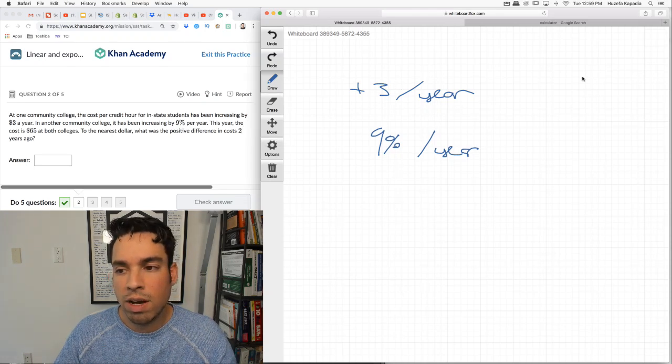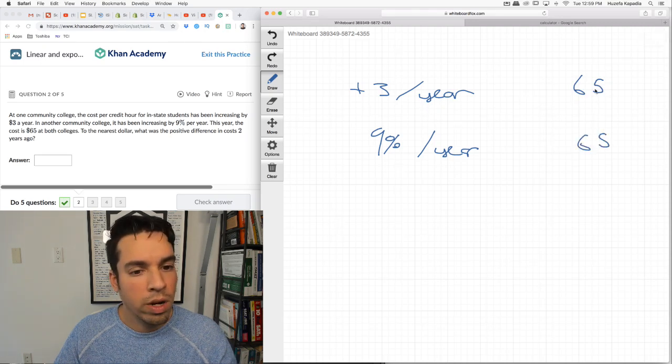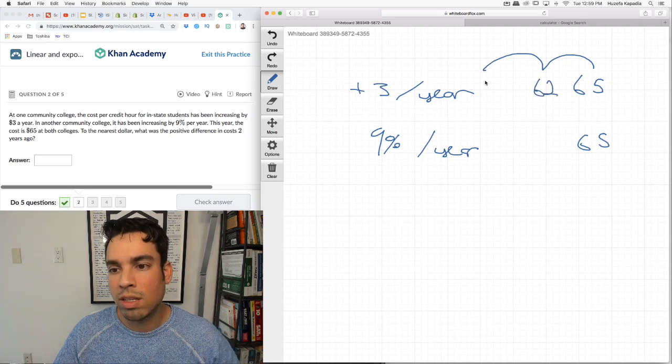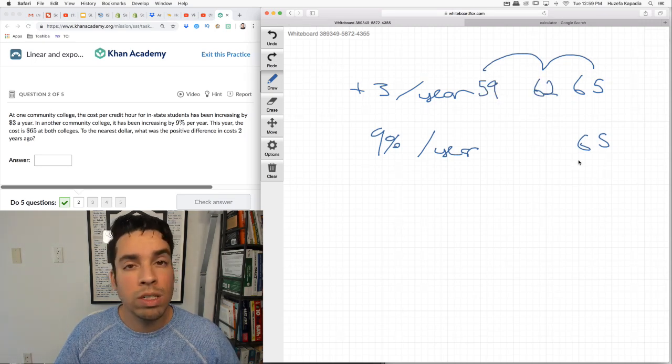So it's 65 for both. So the way we would do it is, $3 every year. So then what is the positive difference in cost 2 years ago? So 2 years ago, 1, 2. The first one's easy. It goes back 62 and then 59. There's a couple of ways we could do the second one.